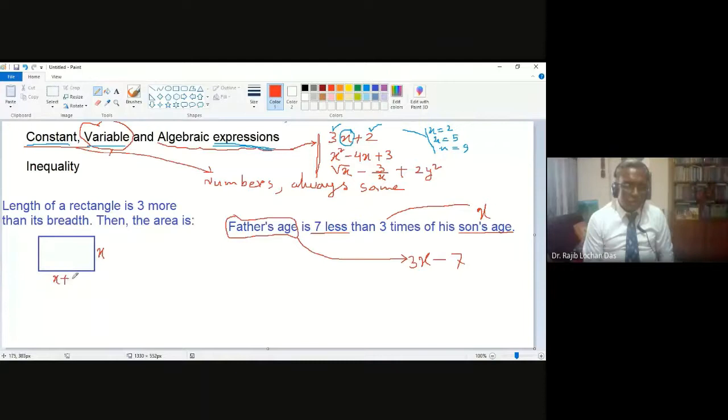Correct. So my question is about area. It's not only about length. It is about the area. So area is what? Area is length into breadth, right?